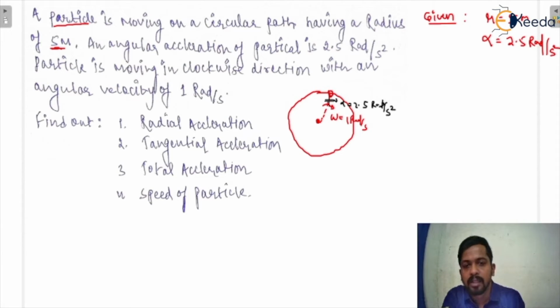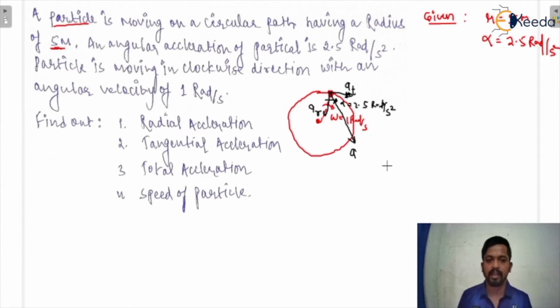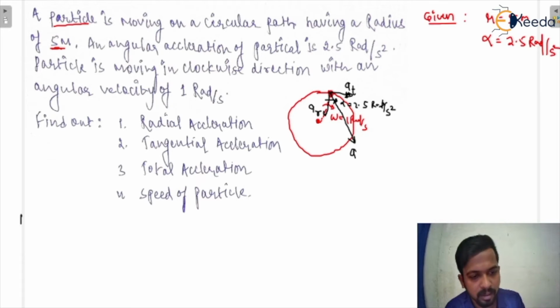The direction of the radial acceleration would be toward the center, we all know that, and the tangential acceleration would be in that direction because there is angular acceleration. The direction of angular acceleration is along the omega, so that is the tangential acceleration, and the total acceleration would be somewhere between them. First we have to calculate the radial acceleration.